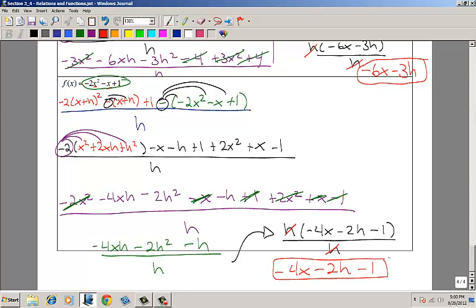Right? So for this section, we learned about relations, domain and range, functions, function notation, finding function values, and finding the difference quotient.